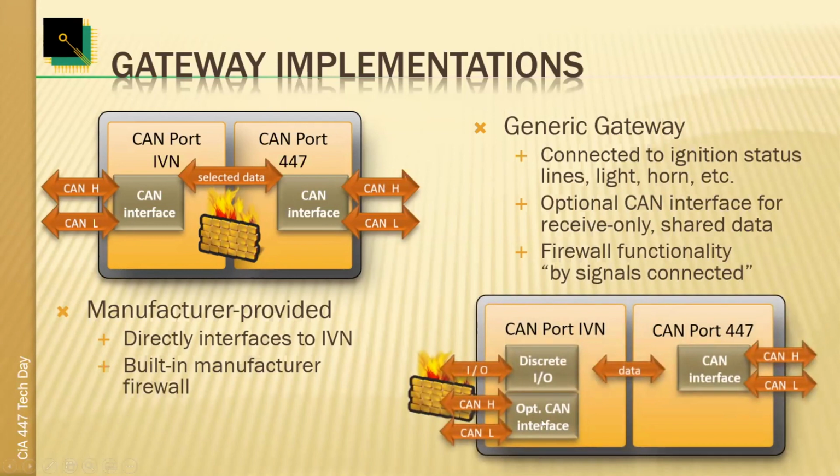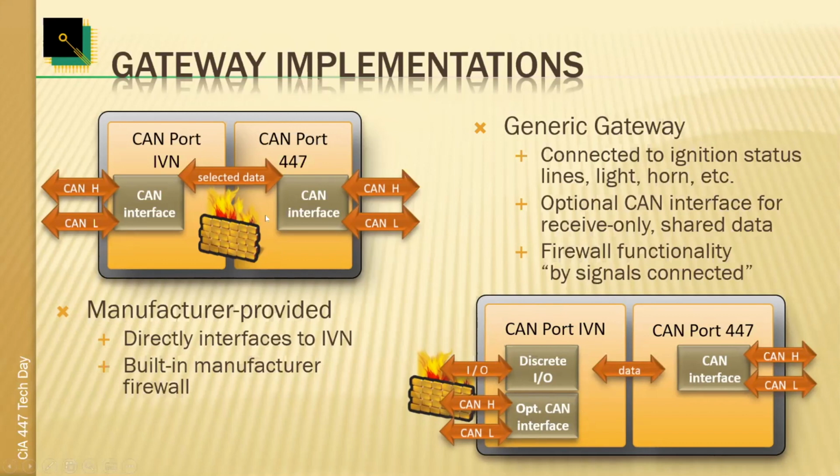So the model down here looks slightly different. Again, to the right, we have our 447 side and the gateway side. But on the left side, it could be without a CAN port. It could be just discrete I/O lines. So the I/O lines are connected, and a CAN interface can be optional. And then typically that's also one way.